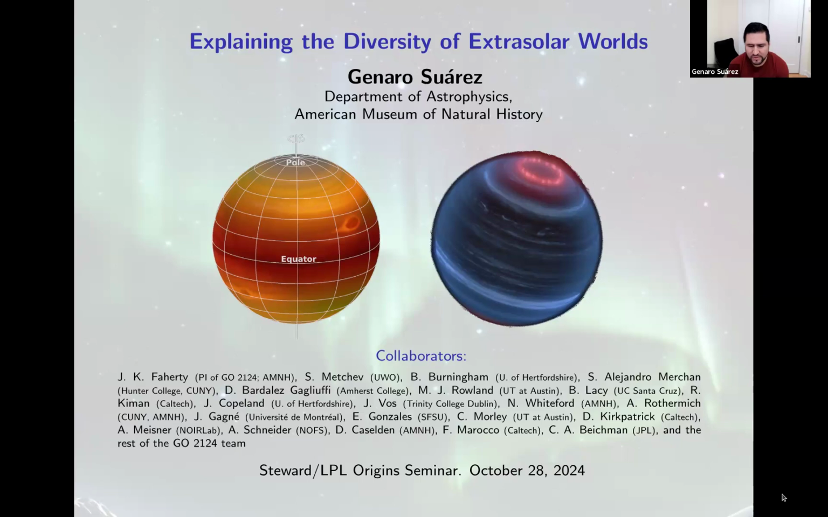Perfect. So thanks for the introduction, and hi everyone. Thanks to the organizer, in particular to Serena, for allowing me to present my research. I'm Genaro Suarez, a postdoc at the American Museum of Natural History in the Brown Dwarfs in New York City research group. And today I'm going to talk about results that we have that are helping us to explain the diversity of extrasolar worlds, in particular brown dwarf atmospheres, in collaboration with this team.